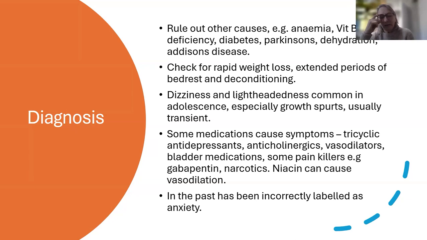These symptoms are often quite common in adolescents too, especially after a growth spurt. And again, they usually disappear with time. It's important to check medications, because some of the medications can really cause symptoms and make them worse. And it's important to remember that in the past, POTS has been incorrectly labelled as anxiety, because of course all of those feelings of sympathetic nervous system hyperactivity do sort of mimic how you feel when you're anxious.